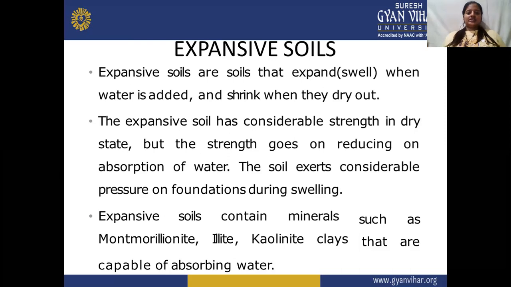Okay, so the expansive soil has considerable strength in dry state, but the strength goes on reducing on absorption of water. The strength in terms of compressive strength decreases with absorption of water. This expansive soil, or black cotton soil, does have a property that it will retain a lot of water and a lot of minerals, so it can be used for other purposes such as agriculture. But for the purpose of construction, this soil is considered a waste soil.